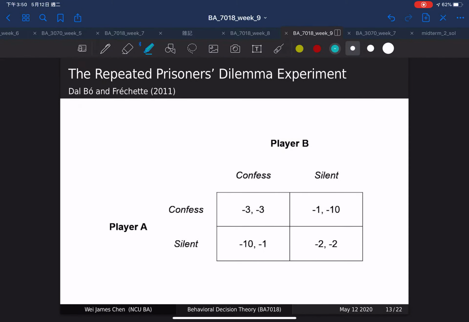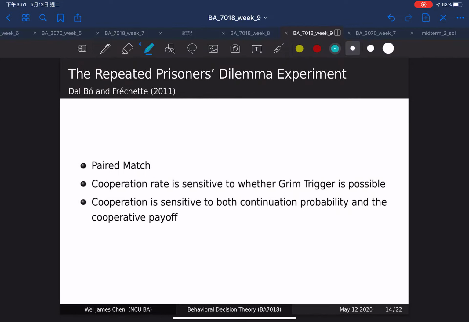And the repeated prisoners' dilemma experiment. This version is the one that you play next, in which you have some probability of continuation of the game. The theoretical prediction, I already talked about in the previous class. Basically, the prediction is that if the grim trigger strategy is possible, then cooperation should be able to sustain.